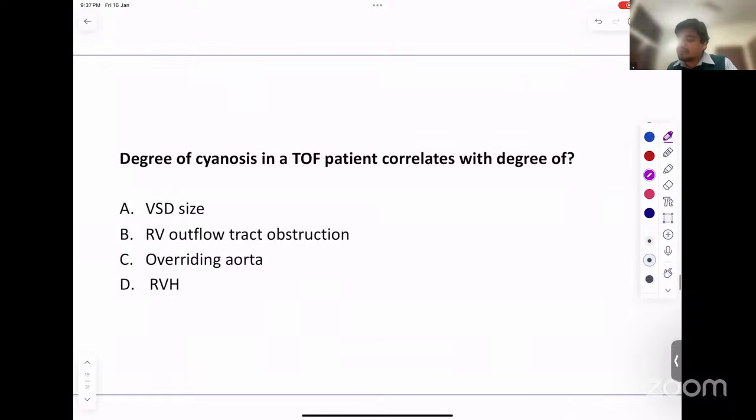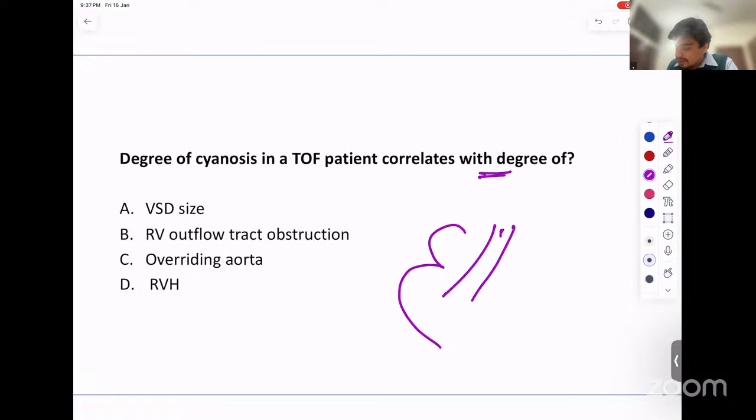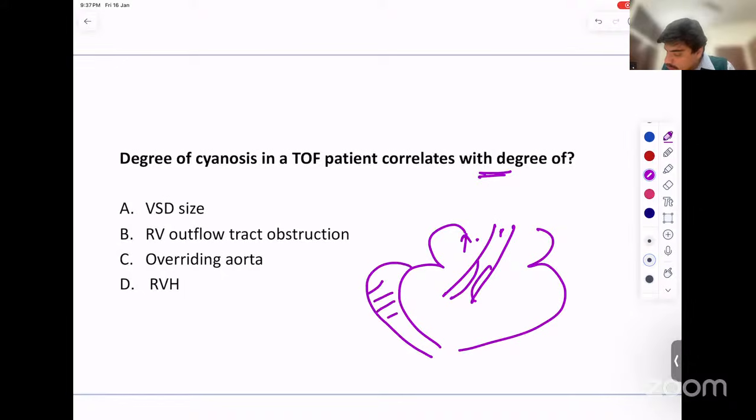Now, the degree of cyanosis in TOF correlates with, we have discussed this in the videos also. If I make a diagram of TOF, remember, everything in TOF starts from pulmonary stenosis, which is your right ventricular outflow tract obstruction. The more the pulmonary stenosis, the more will be the right ventricular hypertrophy. The more the right ventricular hypertrophy, the more the blood will shunt from right to left, resulting in more cyanosis.